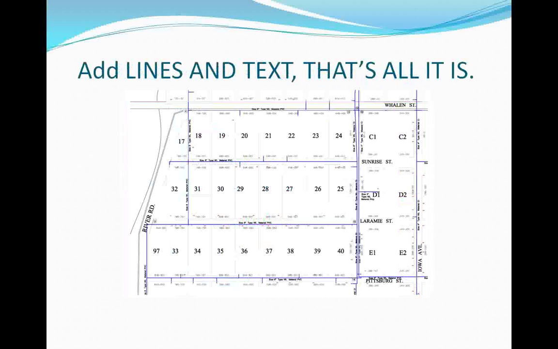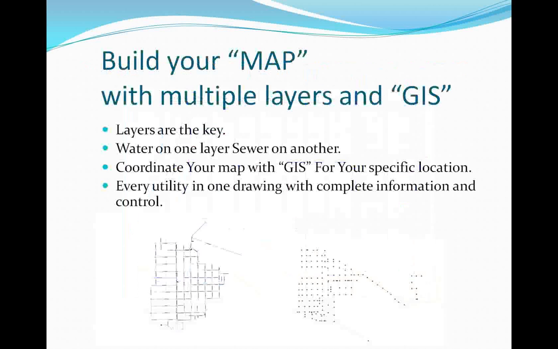You add the lines and text. That's all. This is a map showing my water system. Not rocket science. It's lines and text. You build your map with multiple layers and GIS.